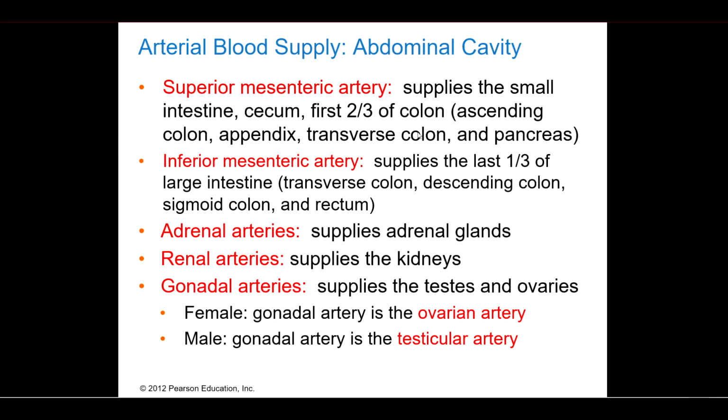Now the superior mesenteric supplies blood to all of the small intestine and the beginning part of the colon, like the cecum, the ascending colon, the appendix, probably about half of the transverse colon, and then the pancreas.